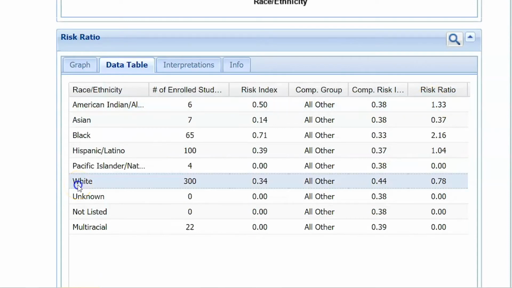Looking at the students identified as white in our building, we see 300 of the 504 students enrolled in the school identify as white, which leaves us 204 students included in the all other students subgroup. The risk index for students identified as white is 34%. The risk index for the group of all other students is 44%.